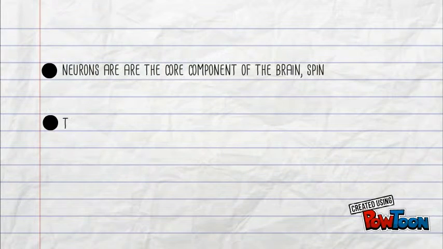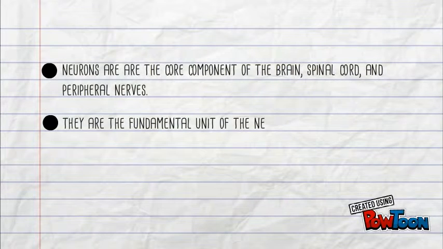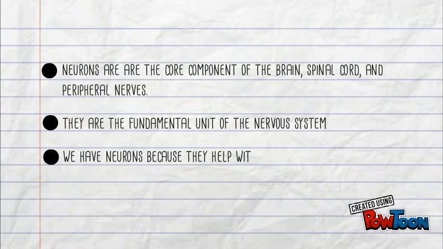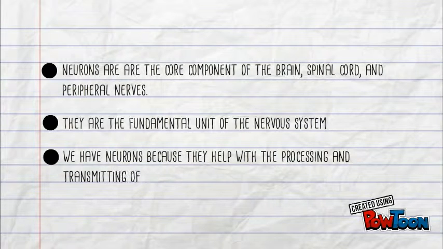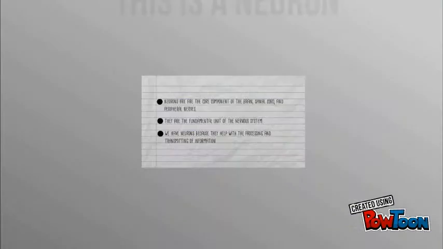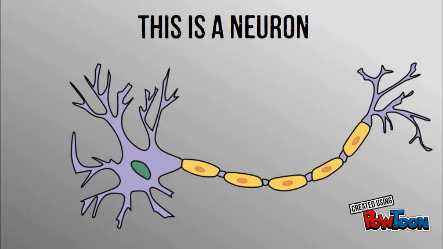Here are some interesting facts about neurons. Neurons are the core component of the brain, spinal cord, and peripheral nerves. They are the fundamental unit of the nervous system. We have neurons because they help with the processing and transmitting of information. This is a neuron. Neurons are also known as nerve cells.